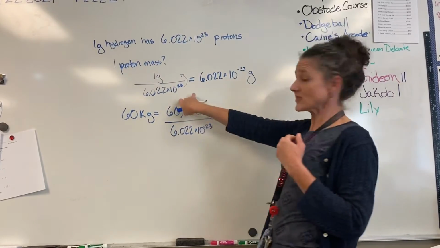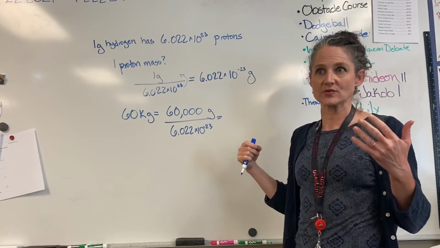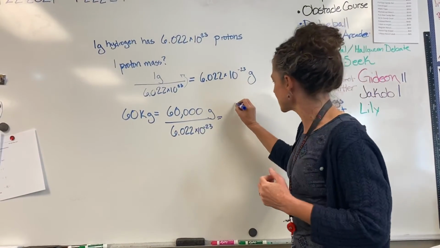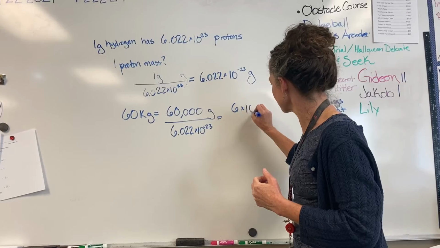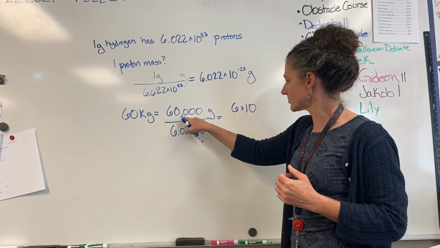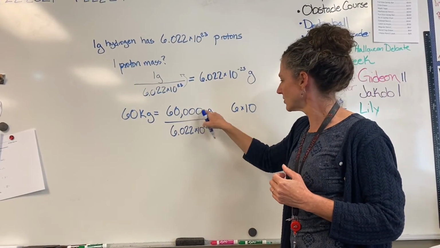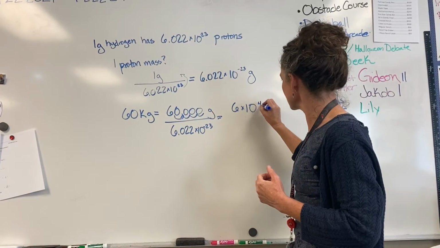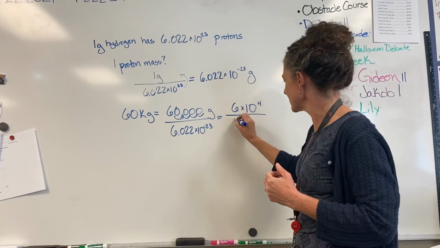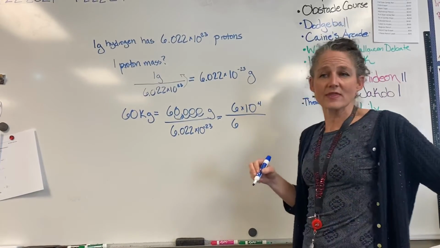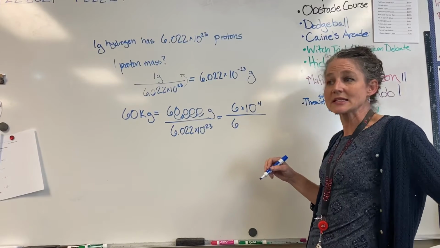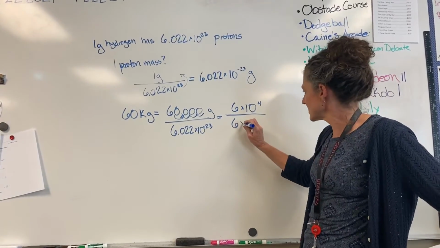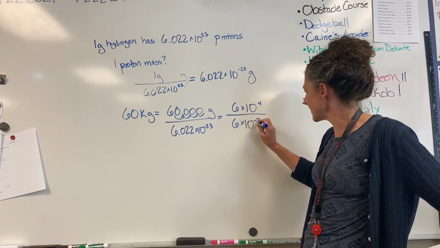Now, I'm going to put this in scientific notation so that I can do it a little bit more easily. This is 6 times 10 to the what? 4. 1, 2, 3, 4. So 6 times 10 to the 4th divided by, for our purposes at the board here, I'm just going to call it 6, rounding, knowing that it's 6.022, times 10 to the negative 23.